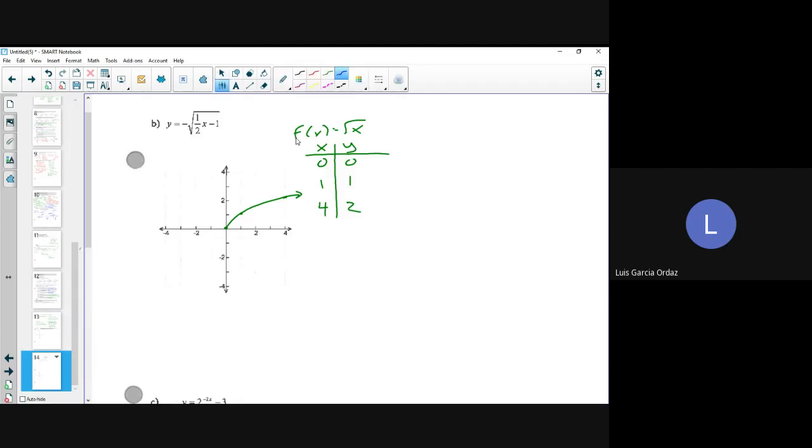So what type of transformations do we have for negative 1 over 2x minus 1? A reflection in the x-axis. Okay, what else? You have a factor of the k, so it would be 1 over 1 over 2, so it would be a stretch of 2 horizontally. Yep.